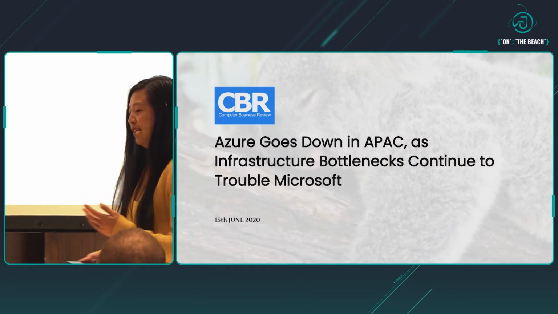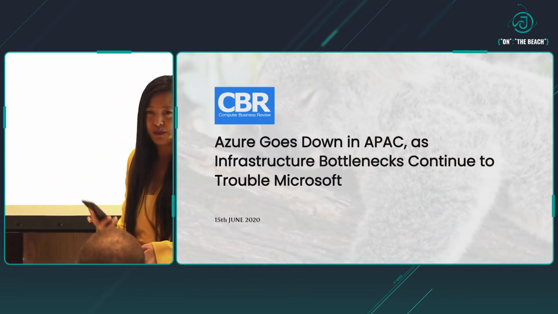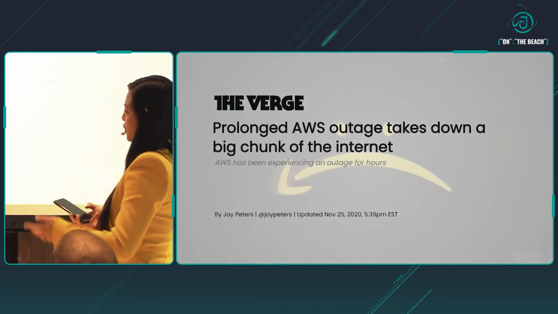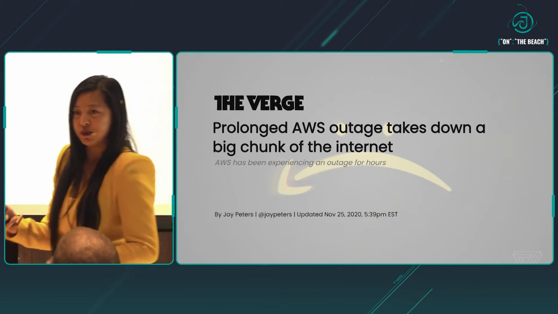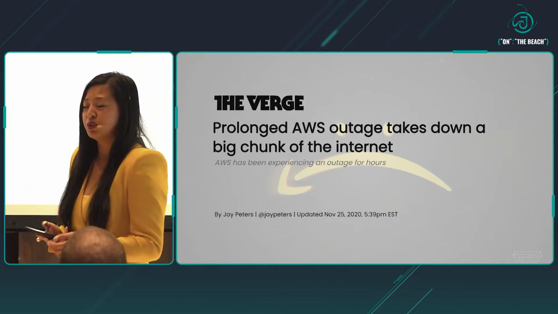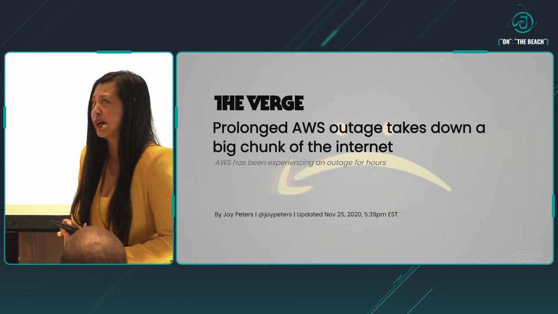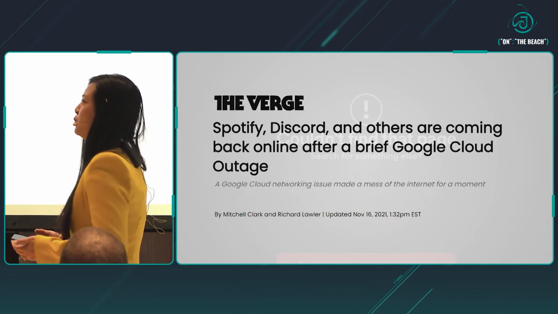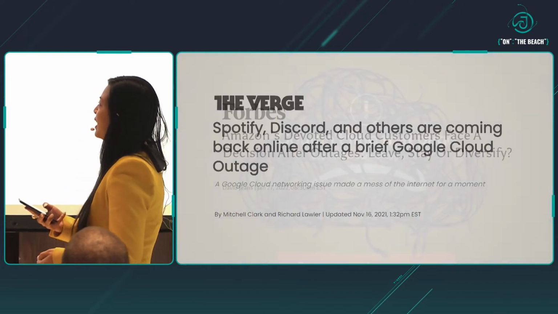And we keep going on and on. I can tell you about stories that happened every month, every year. It goes on and on. Azure has infrastructure bottlenecks. There was the recent AWS outage in November of 2020, which was related to the Kinesis data streams outage. Again, Spotify, Discord, and lots of other services went offline because of Google Cloud.